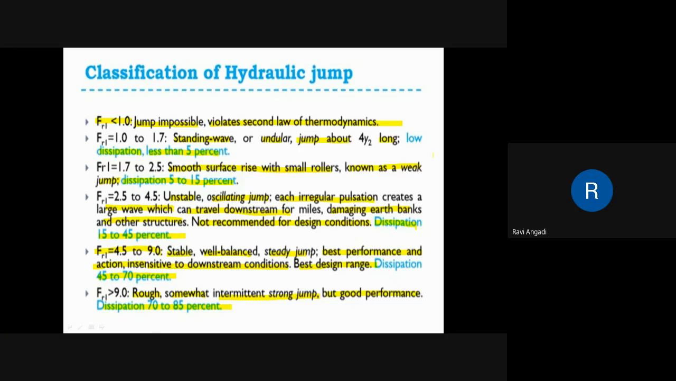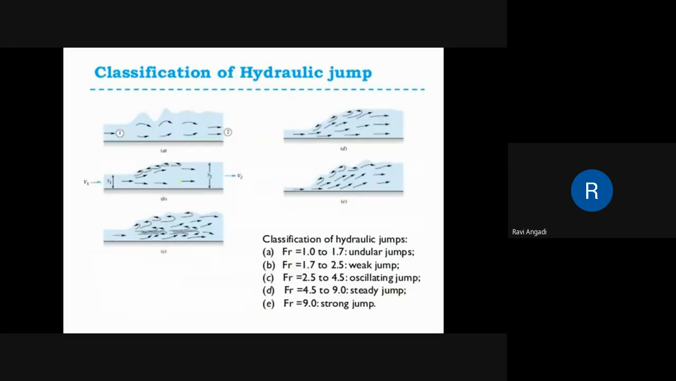Is it clear? Yes, sir. Just remember the classification, for knowledge purpose. If you become a hydraulic engineer later, specializing in hydraulic structures, this Froude number is very much useful whenever you design any hydraulic structures. So these are just the classification of hydraulic jumps. As I said, the Froude number between 1 to 1.7 gives undular jumps, 1.7 to 2.5 weak jump, 2.5 to 4.5 oscillating jump, 4.5 to 9 steady jump, and greater than 9 it is a strong jump, like this.